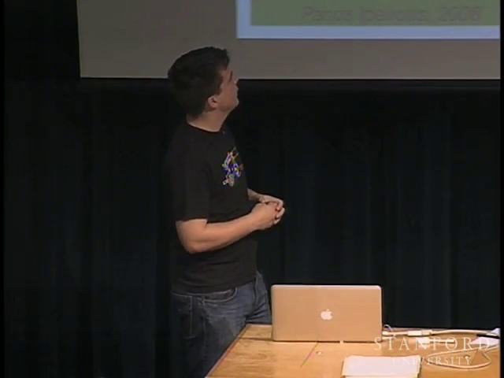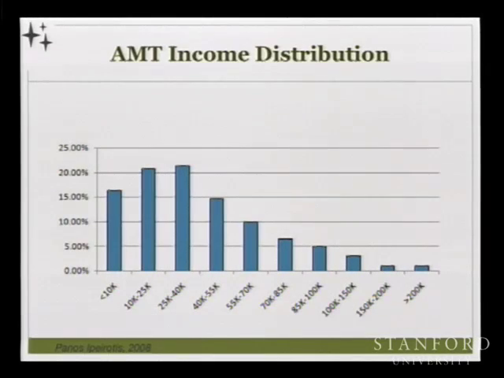And the interesting thing is that this is a self-reported income distribution, but a couple of people have done this study and they've all found the same result, that the income distribution of people on Mechanical Turk actually mirrors the US income distribution pretty closely. So this isn't poor people, or it's not mostly poor people doing it to make money.